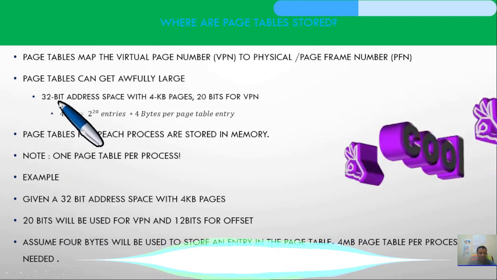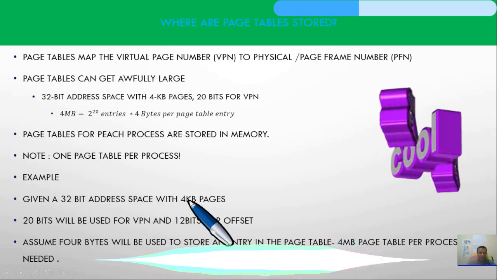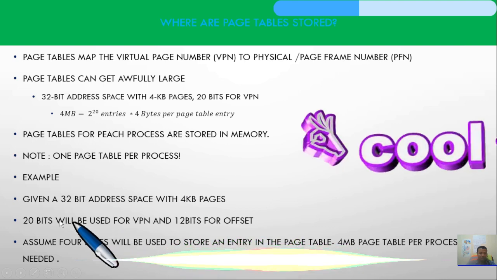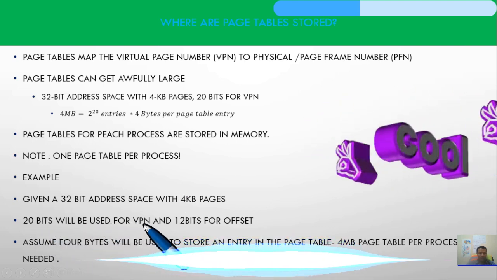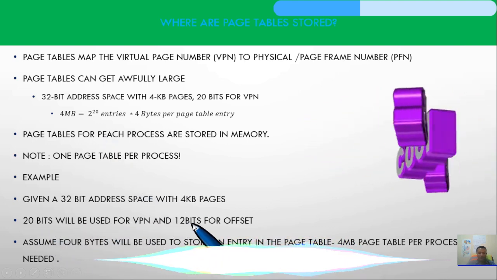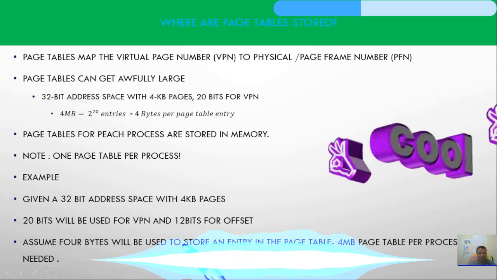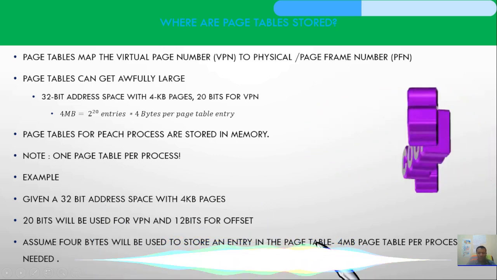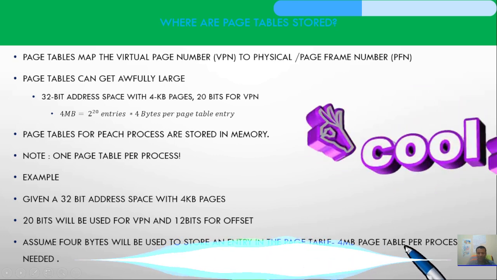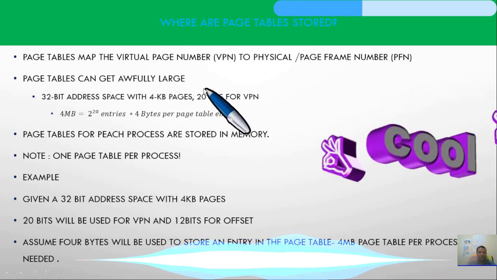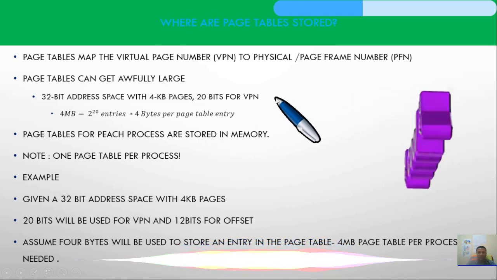Example: given a 32 bit address space with 4 kilobyte pages, 20 bits will be used for the VPN and 12 bits for the offset. Assume 4 bytes are used to store an entry in the page table, and a 4 megabyte page table per process is required. So this is one of the downsides of the page table.